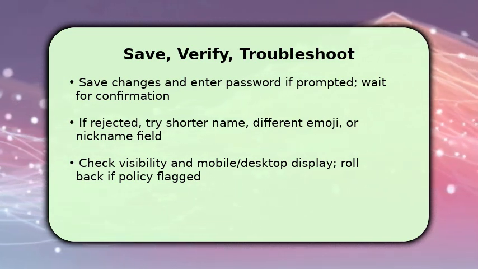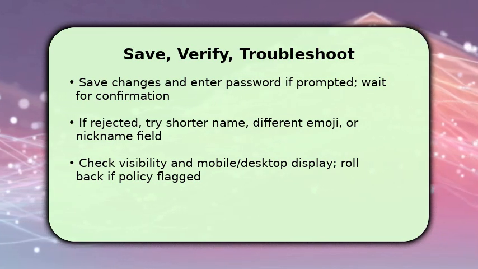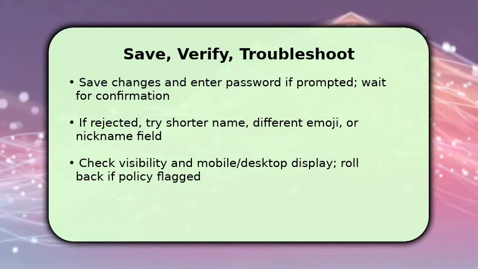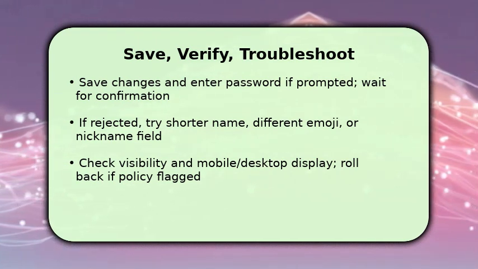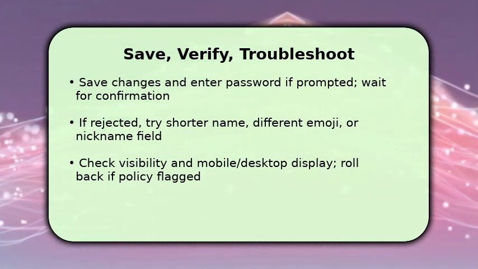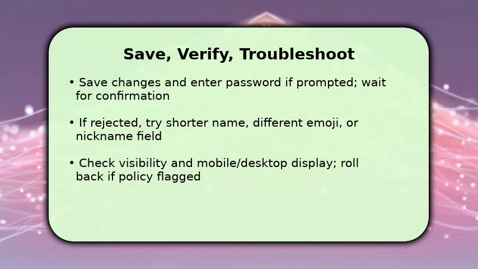If Facebook rejects the update, make a smaller edit. Remove extra emoji, switch to a single glyph, or move it into a nickname field. These steps often bypass automated filters. If you're flagged, revert to a compliant name and appeal with clear ID.